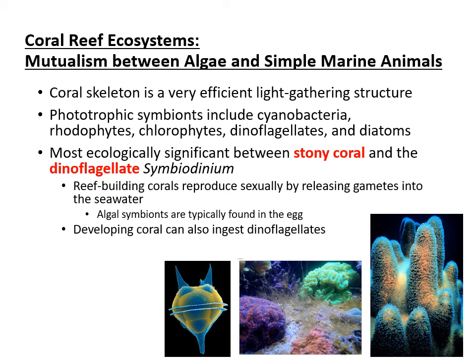Now, the most significant of the mutualistic relationships with the coral is between stony coral and dinoflagellates. Okay, specifically the dinoflagellate Symbiodinium. Now, dinoflagellates are a large group of flagellate eukaryotes, and most are what you would call marine plankton, but some you also find in freshwater. And their populations tend to be distributed based on things like the temperature of the water, the salinity, the depth.